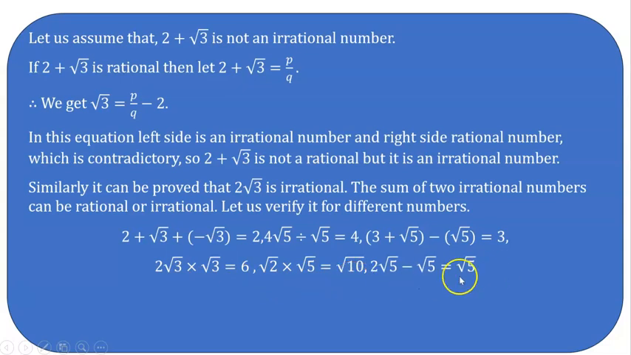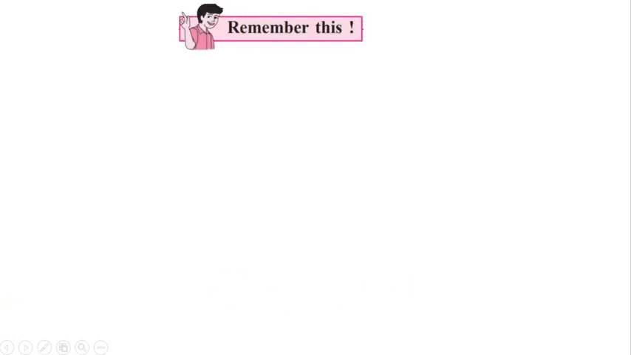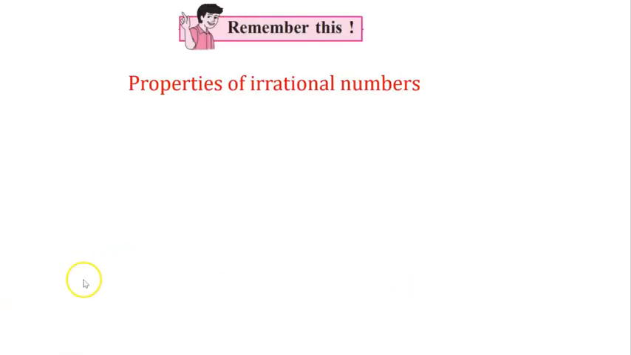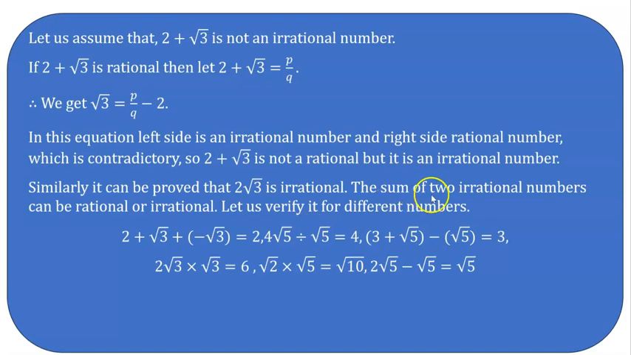Next, subtraction of irrational numbers: 2 root 5 minus root 5, you get root 5, which is an irrational number. And hence we say that the sum of two irrational numbers can be rational or irrational, and we have verified it.